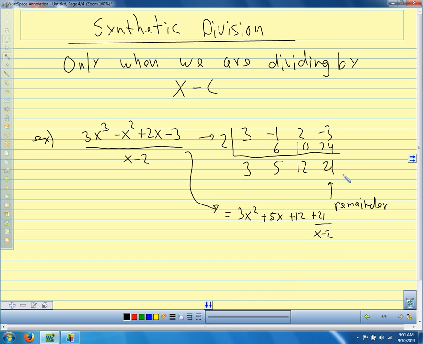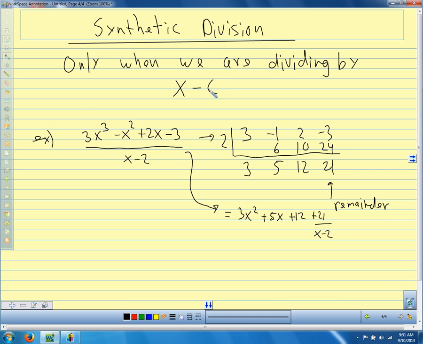And again, if my remainder is 0, then x minus 2 is a factor of the equation. x equals 2 is a solution. The graph would cross the x-axis at x equals 2. So all of those things would be true. So the important thing to remember about synthetic division is we can only use it when we're dividing by x minus c.